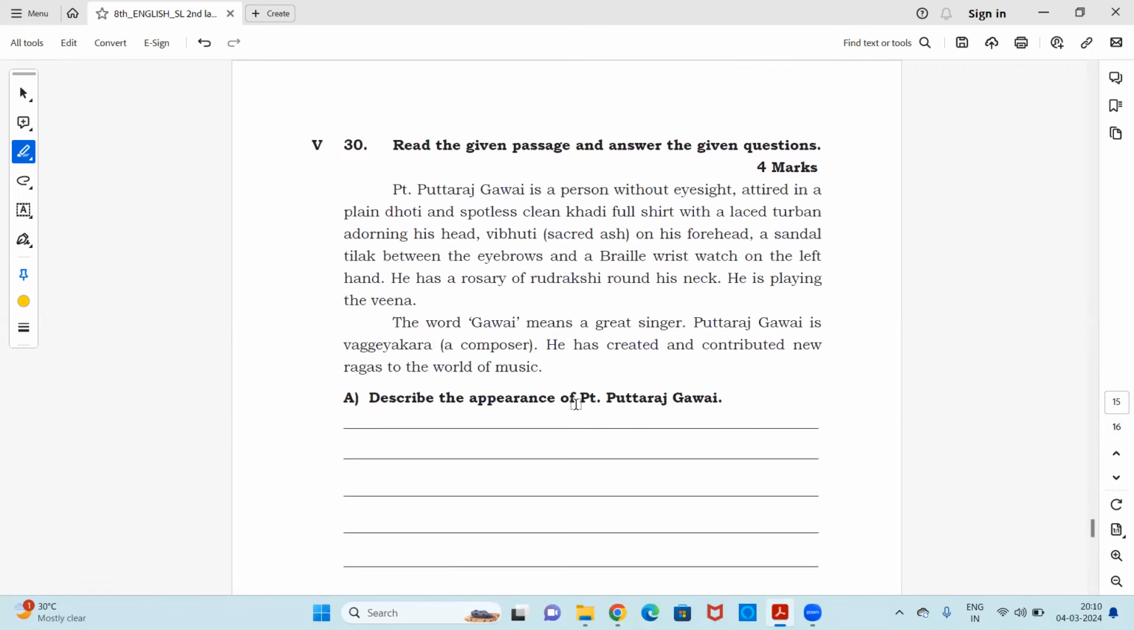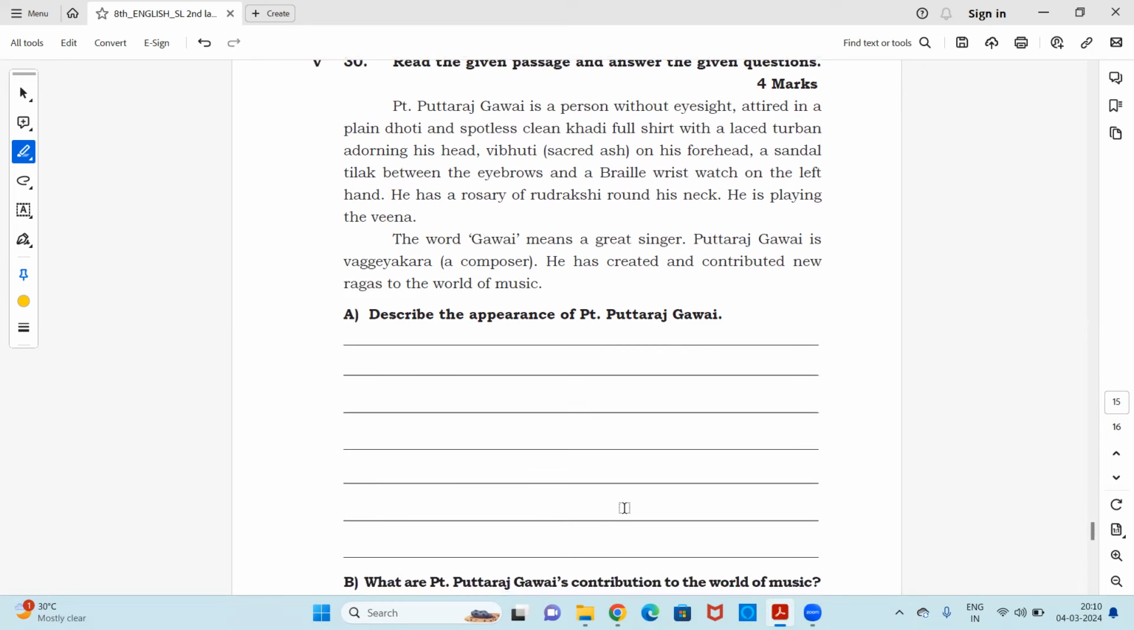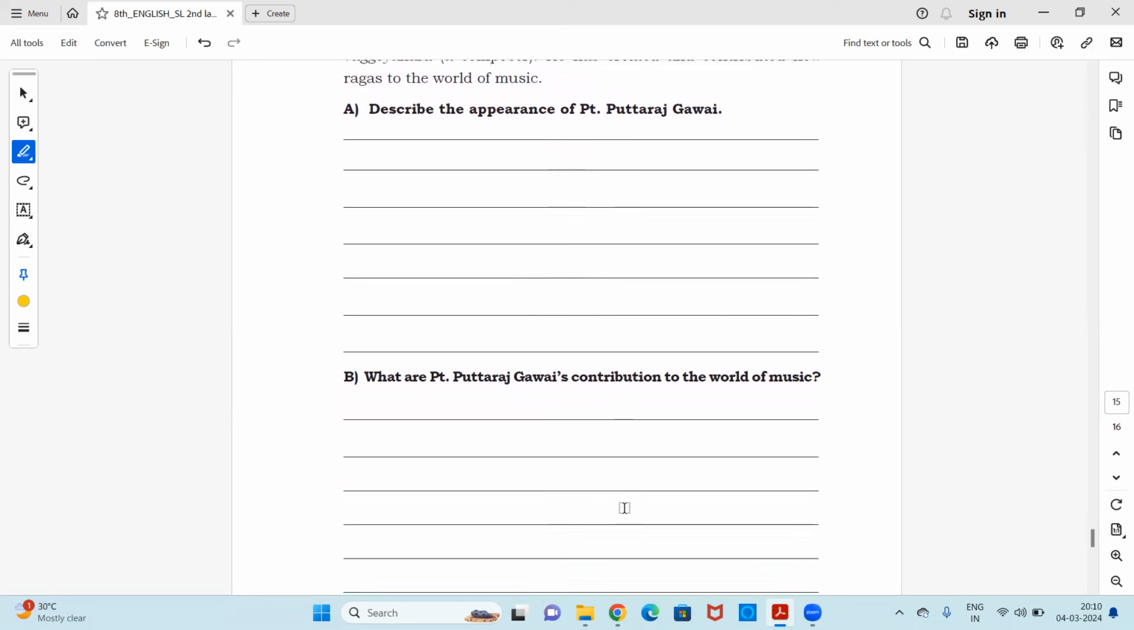Next will be, read the given passage and answer the given questions. Again, you have Pandit Puttaraj Gavai, a story about him, in a small extract or a passage about him. You need to read it and describe the appearance of Pandit Puttaraj Gavai. Okay, so the question is given here. You need to read this and you need to write about the appearance. So you can just pause the video and take your own time to write the answers.